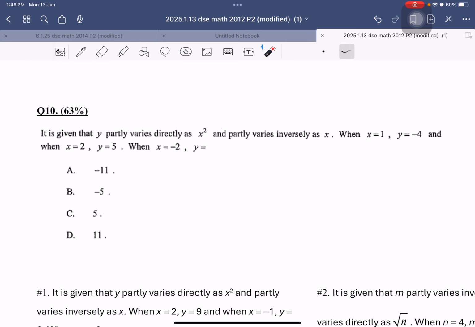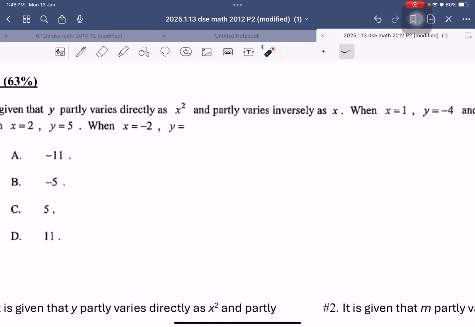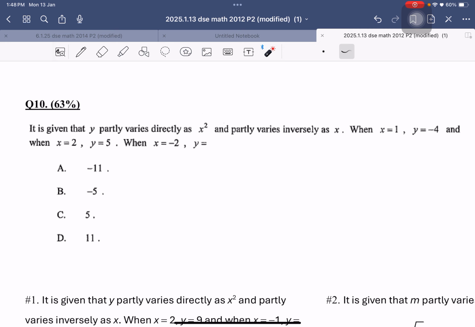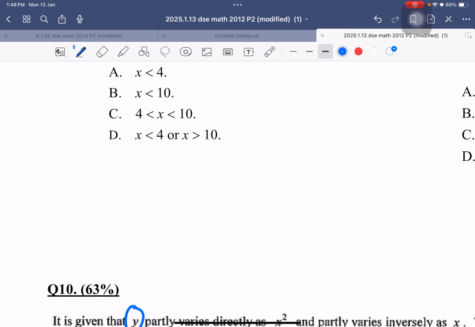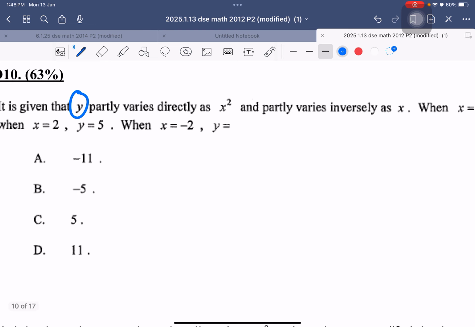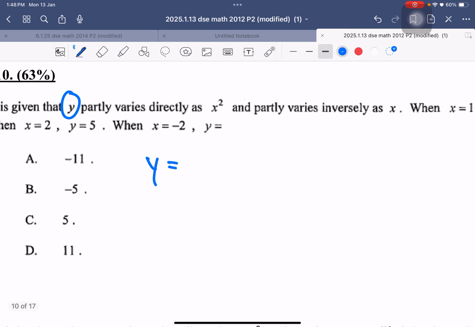So question 10. What's this topic? Variation. Partly means what? Plus. k1 plus k2 something, isn't it? So we have y. y is the subject. So y is partly k1, directly means times x squared, and another partly, inversely means k2 over x.